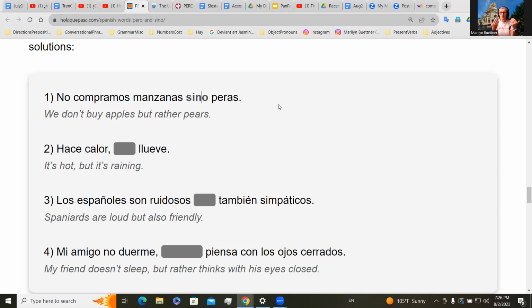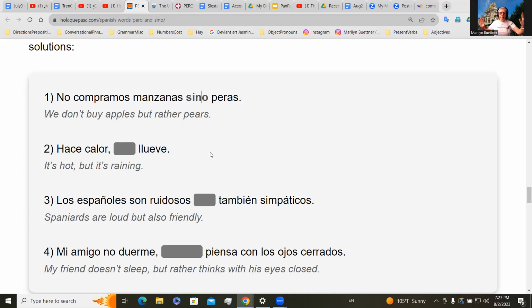Pero to a native speaker does not make sense. It really sounds weird. I can't even say no compramos manzanas, pero peras. I have a hard time even saying that sentence. It feels so weird. If you use pero in there, people will notice. Okay, will they get the big idea? Yeah, but it's going to sound really, really weird to them. Okay, vale.